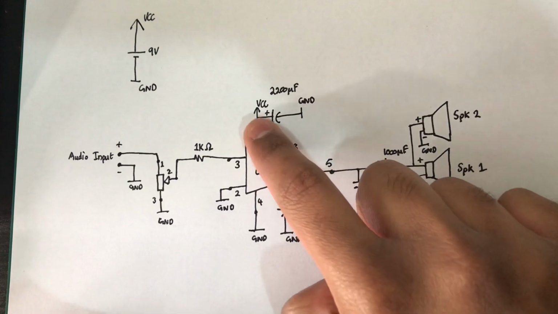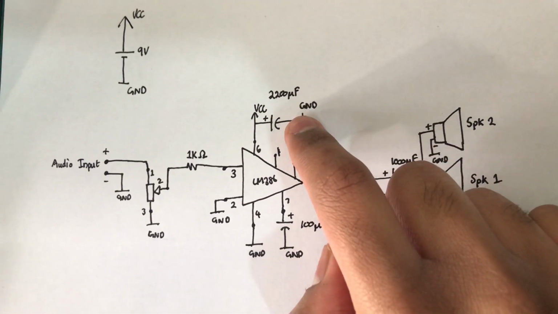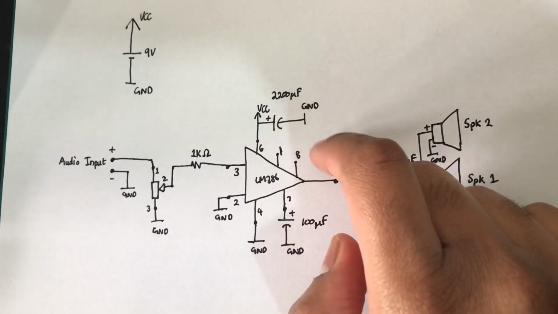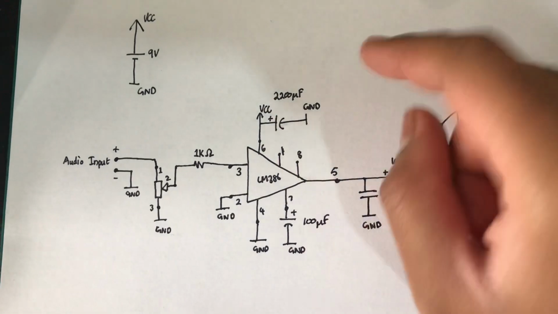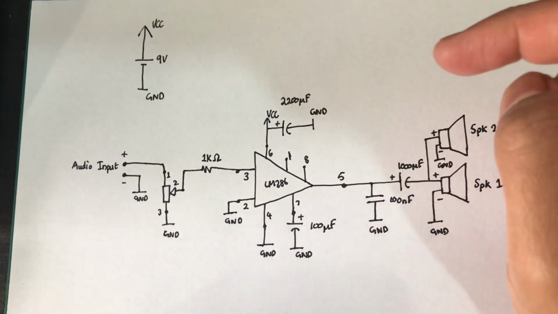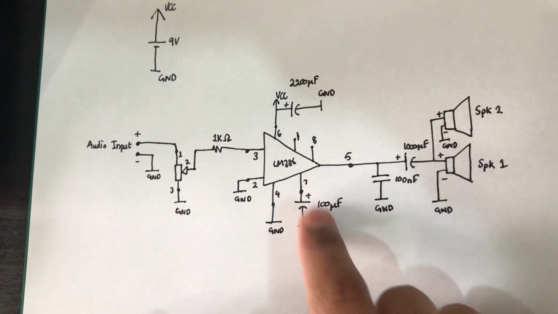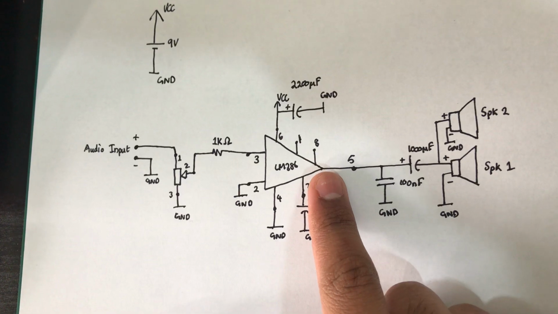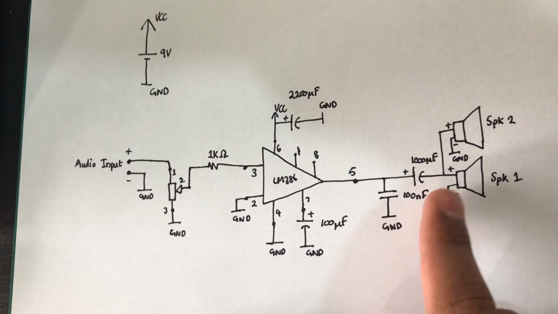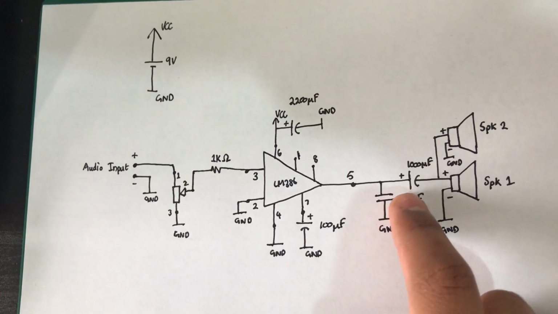Now here I've already explained to you guys about the power supply noise reduction using the 2200 microfarad capacitor. Now you can go for a 100 microfarad capacitor if you wish, but the higher the capacitance, the lower the noise will be. And next, pin 5 will be connected to speakers, and I'm using a 100 microfarad capacitor, which is the bare minimum that should be used to protect your speakers.